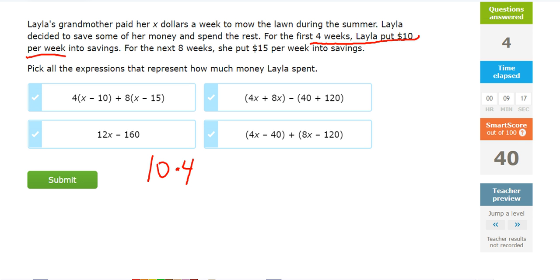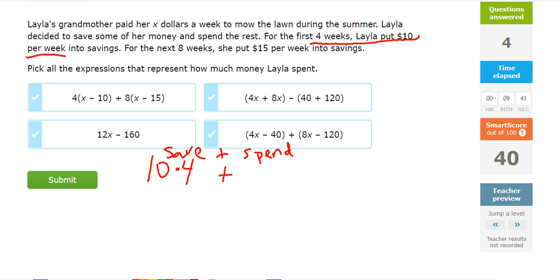For the next 8 weeks, and in fact, let's write out the words. So what is she going to do? That was savings. So she's going to save some money, plus she's going to spend some money. How much does she save? $10 per week times 4 weeks. Plus, how much did she spend?